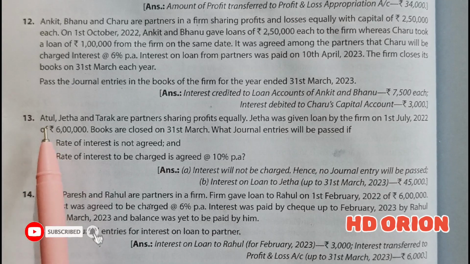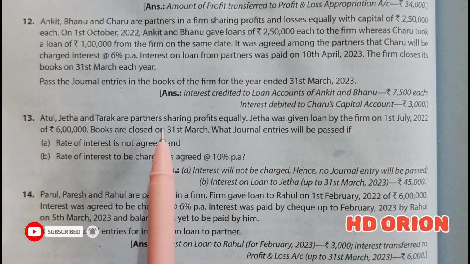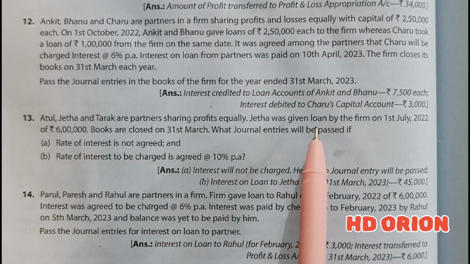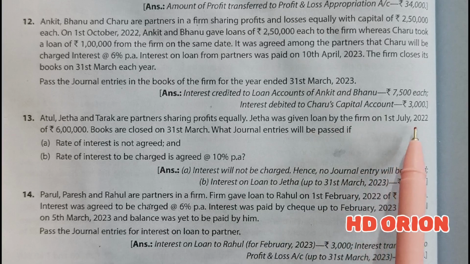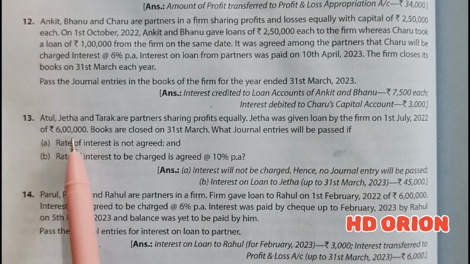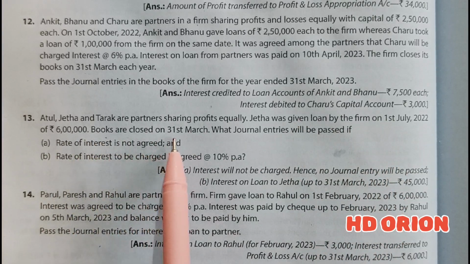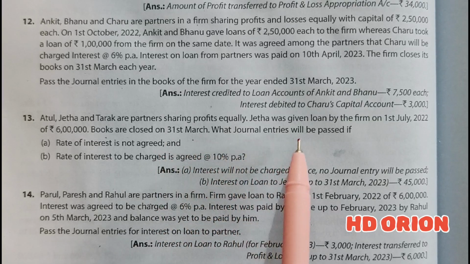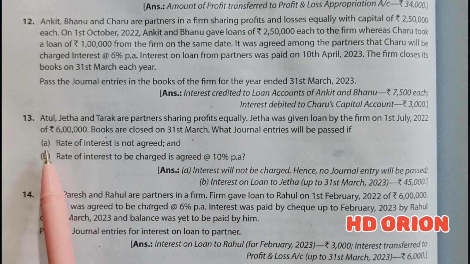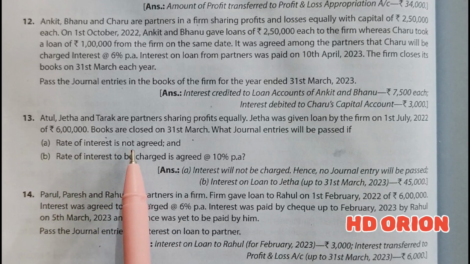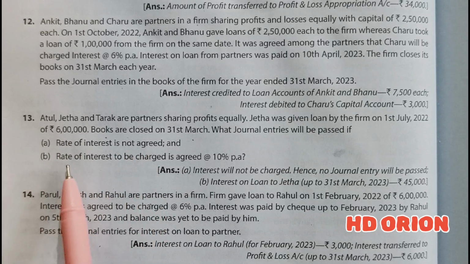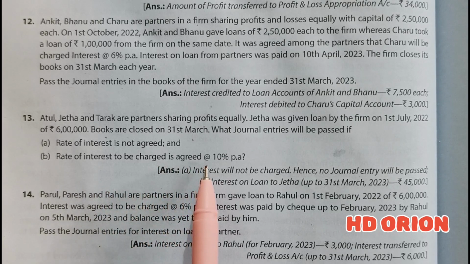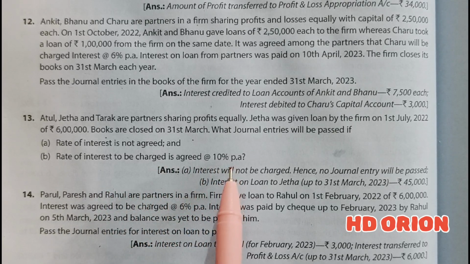Question number 13. Atul, Jetha and Tarak are partners sharing profits equally. Jetha was given loan by the firm on 1st July 2022 of rupees 6 lakh. Books are closed 31st March. On 31st March, what journal entries will be passed if A. Rate of interest is not agreed and B. Rate of interest to be charged is agreed at the rate of 10% per annum.